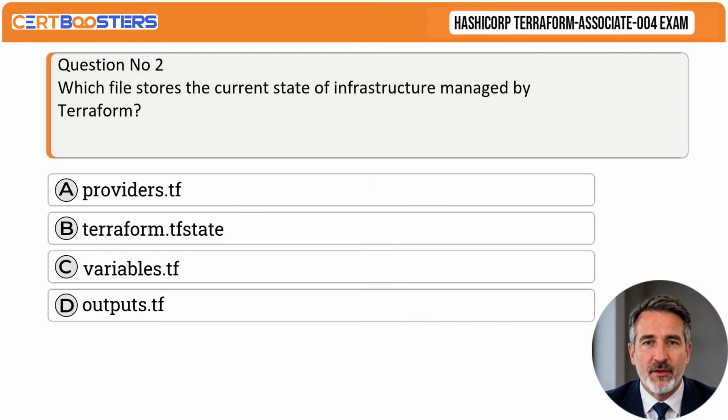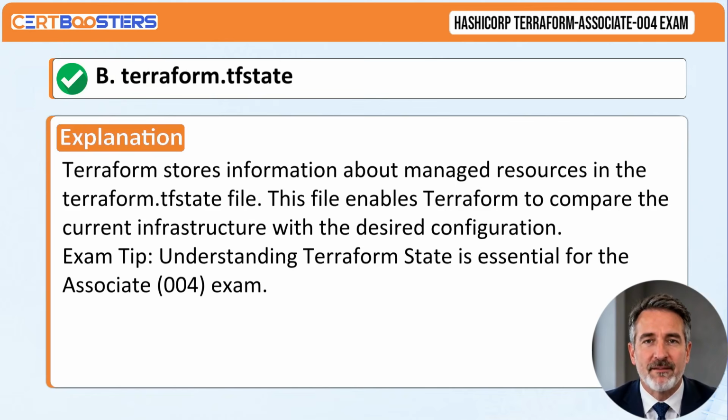Question number 2. Which file stores the current state of infrastructure managed by Terraform? A. providers.tf. B. terraform.tfstate. C. variables.tf. D. outputs.tf. Correct answer: B. terraform.tfstate. Explanation: Terraform stores information about managed resources in the terraform.tfstate file. This file enables Terraform to compare the current infrastructure with the desired configuration. Exam tip: understanding Terraform state is essential for the Associate 004 exam.